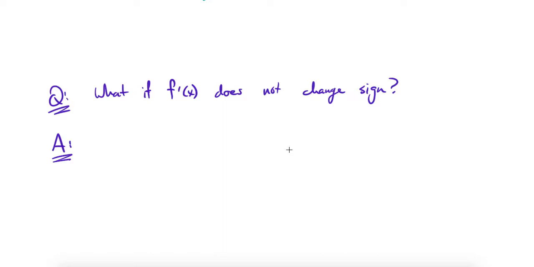In short, yes, that is possible. And again, you may want to pause the video and try and answer this yourself. But the answer is that it's neither a max nor a min. Specifically, the y value that goes with your critical number. For example, the one that I always sort of use is x cubed.